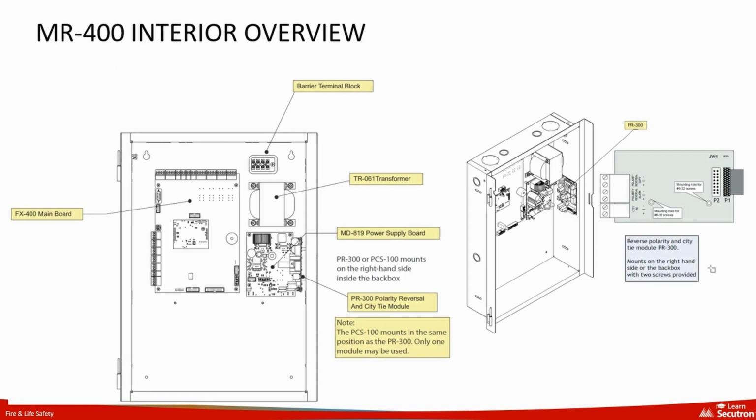Key components highlighted here are the MR-400 mainboard, which serves as the central processing unit, the transformer for power conversion, and the power supply board that distributes power throughout the system. We also see the terminal block for AC power wiring connections and the PR-300 module mounting location. Note that the PC-S100 module can be mounted in the same location as the PR-300, but only one module may be used at a time.